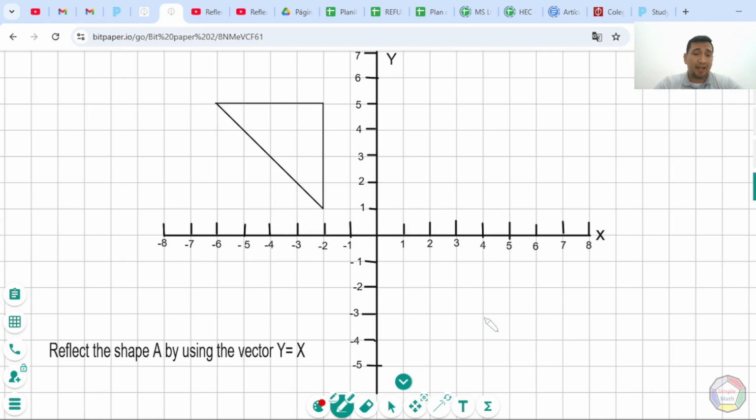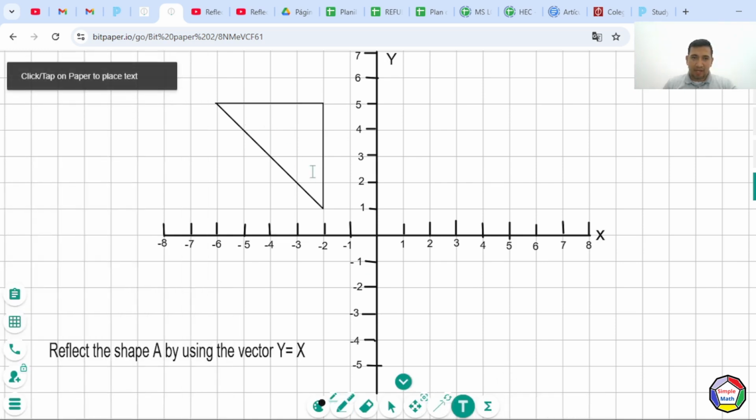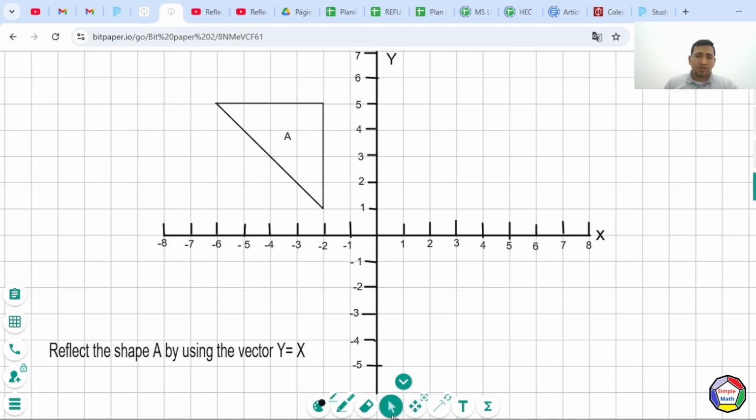Today I will explain how to reflect a shape A. I forgot to write the shape letter here. This is the shape A. And the instruction says reflect the shape A by using the line y equals x.